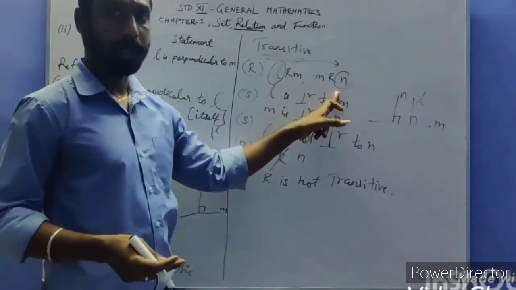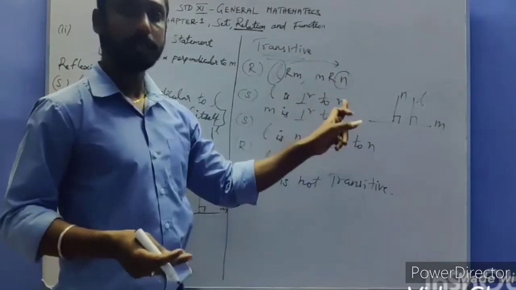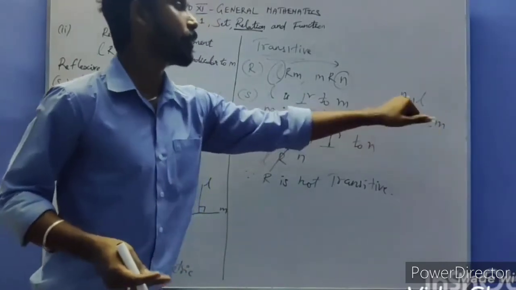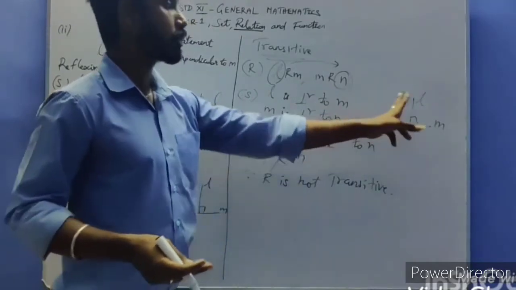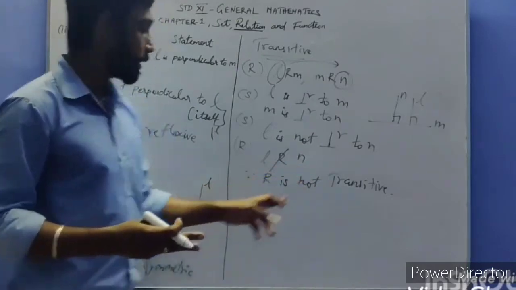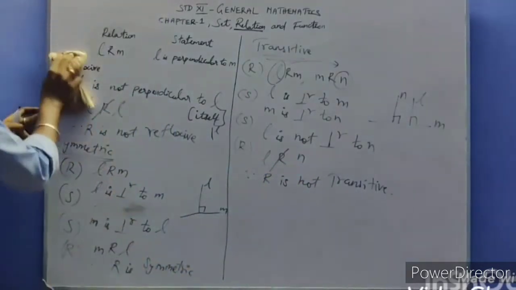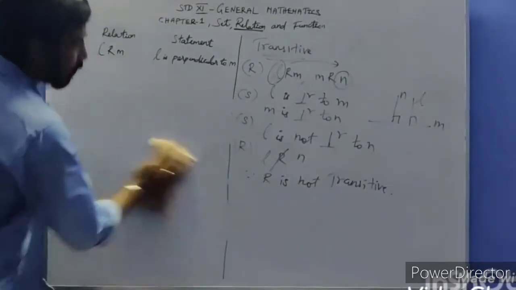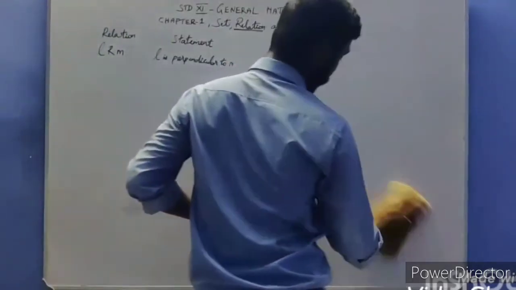Transitive comes. A third person will be entered here. L related to M, M related to N. N will be the third person. M perpendicular to L, M perpendicular to N. It is possible. L is not perpendicular to N, because N and L will be in parallel lines. So L is not related to N. R is not transitive. Now we are going to see the next sum. The third sum follows the same procedure.